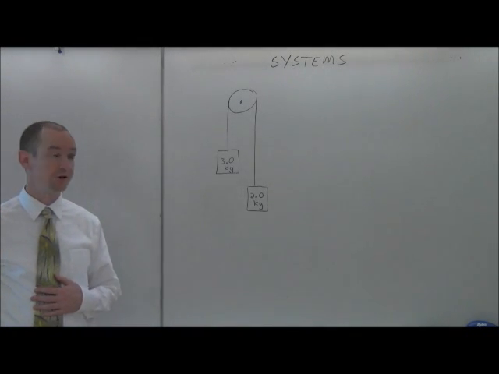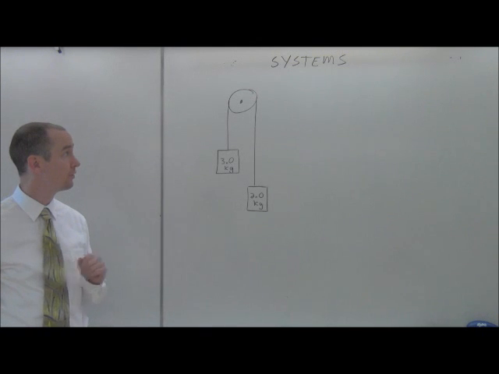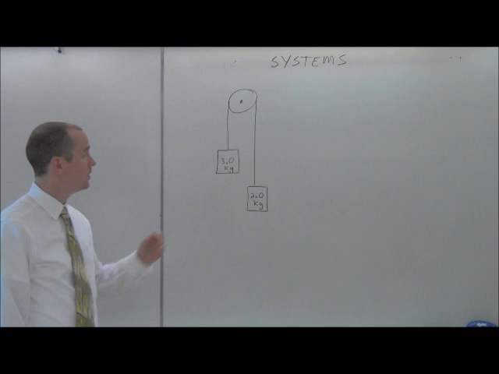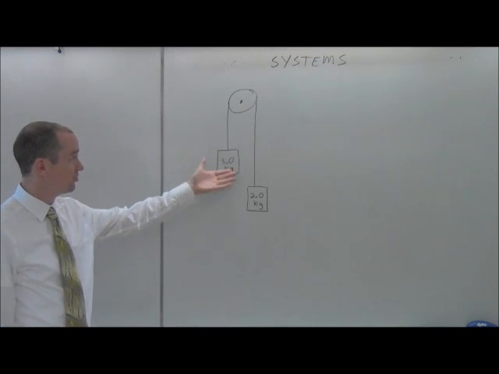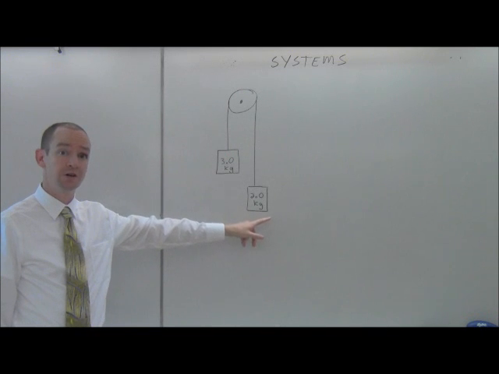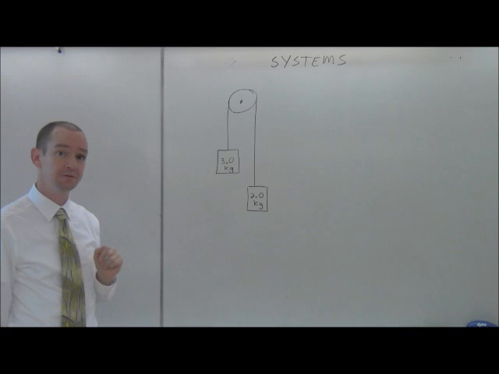Hello, this is Mr. Klingler, and I'm here to explain how to solve systems, otherwise known as how to solve the forces acting between two or more objects. Imagine we have an Atwood machine. An Atwood machine is a pulley with a block hanging over each end. And I'd like to know how this system is going to behave.